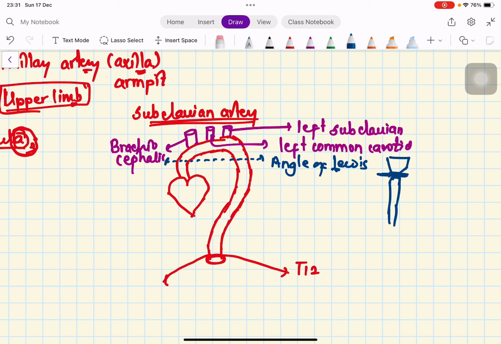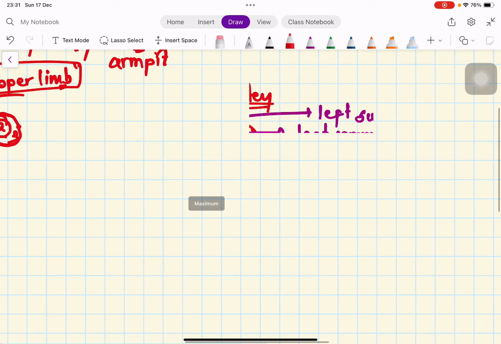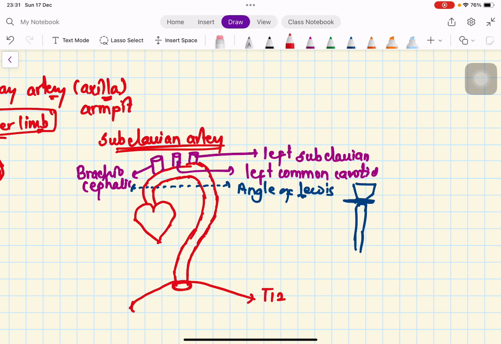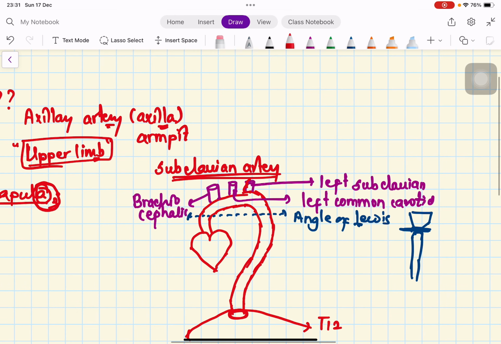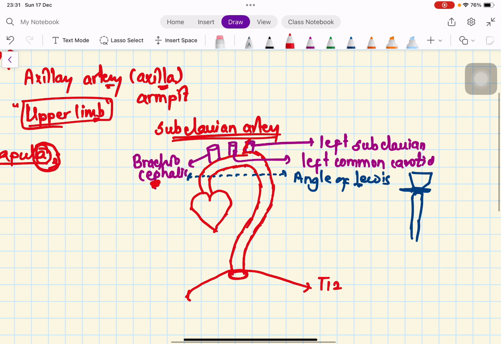Now let's look at the subclavian artery, after originating from here. I forgot to mention one thing. This brachiocephalic will give me two parts. One will go up, that is the right common carotid, and another is the right subclavian. So this is the right subclavian, and this is the right common carotid.